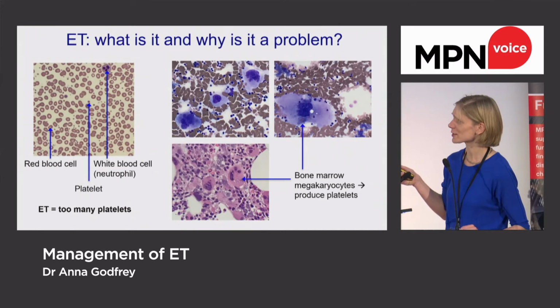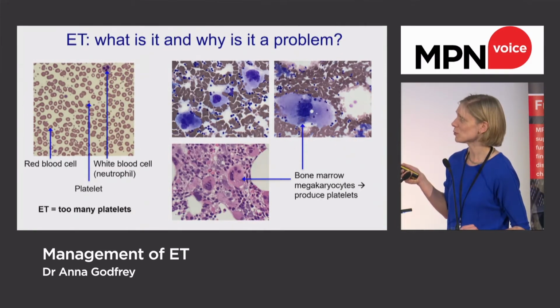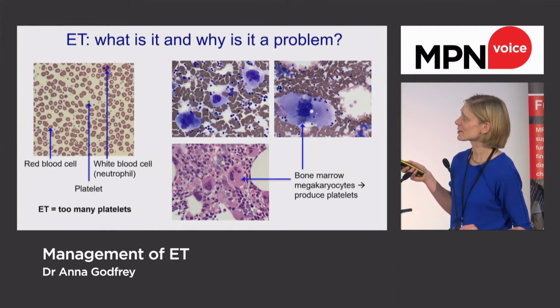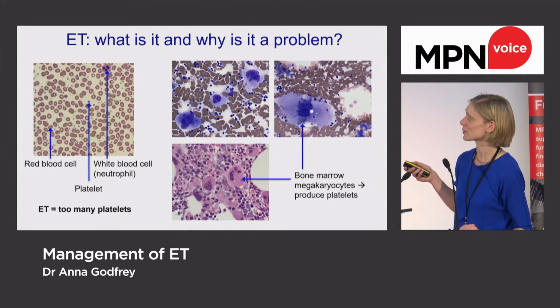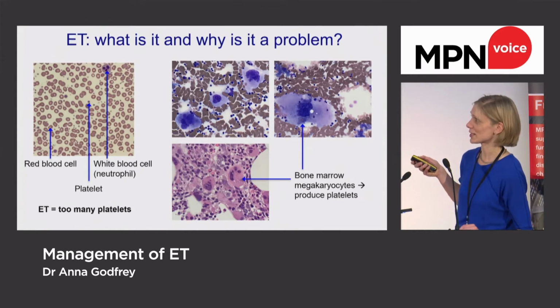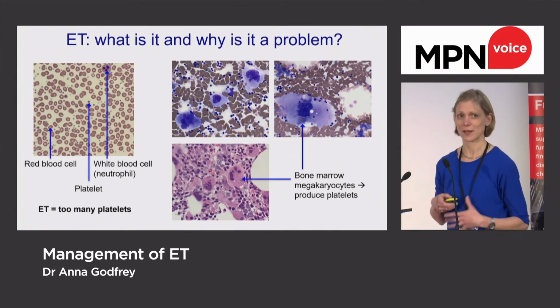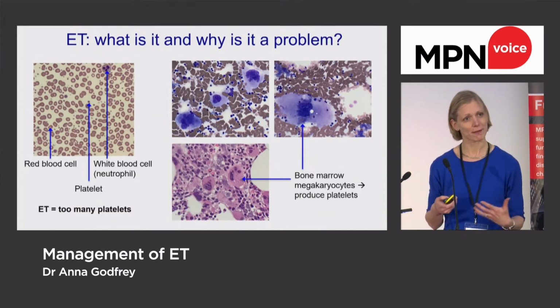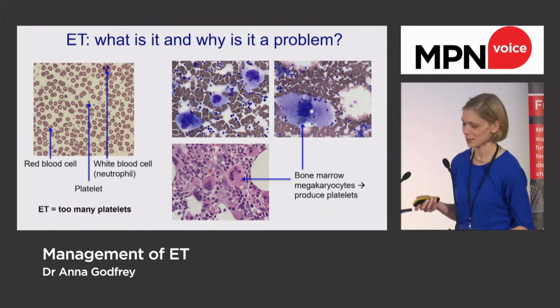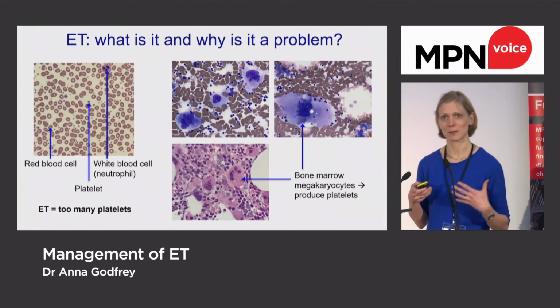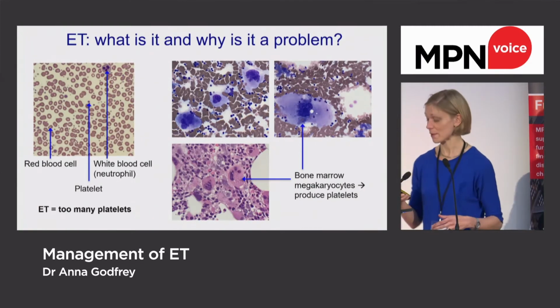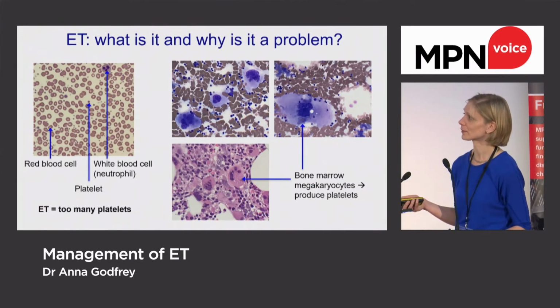So why am I telling you this? Because this is what goes wrong in ET. This is a relatively normal megakaryocyte, but as you can see, some of these other ones, this one, for example, here, is enormous. And I can tell you that this bit in the middle, which is its nucleus, is also much too big. These are the kind of problems that we see in the bone marrows of people with essential thrombocythemia. Essentially, those bone marrow megakaryocytes are too big and they're making too many platelets.